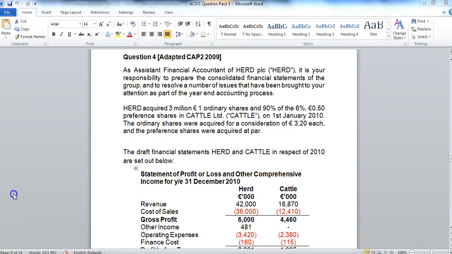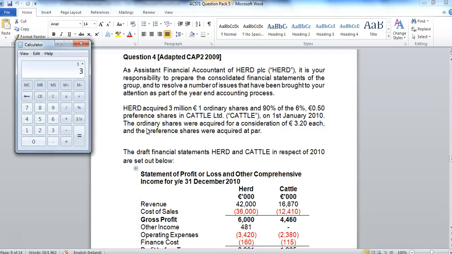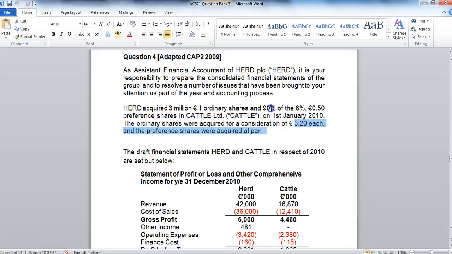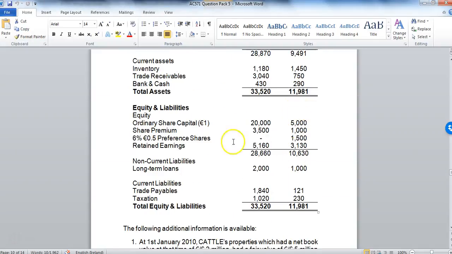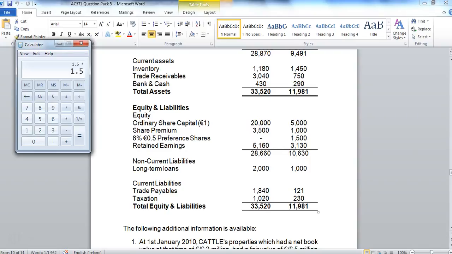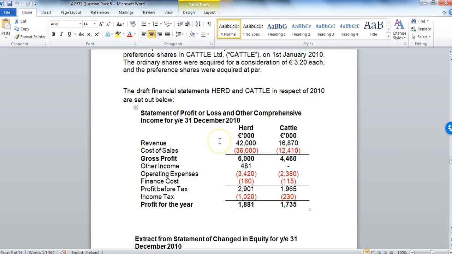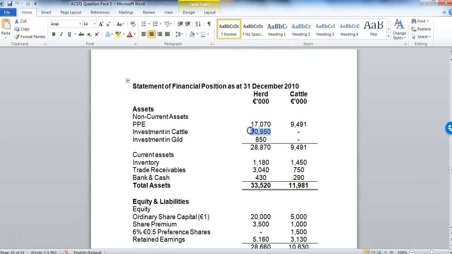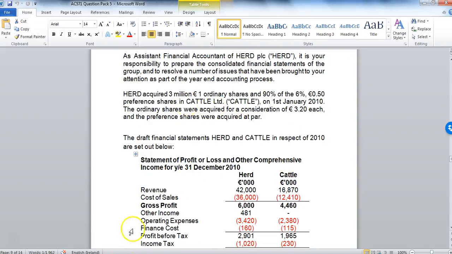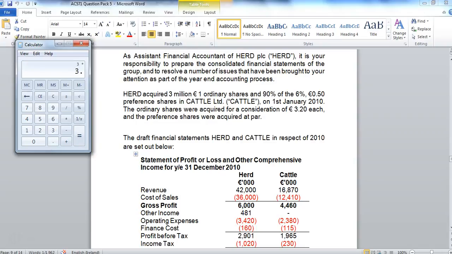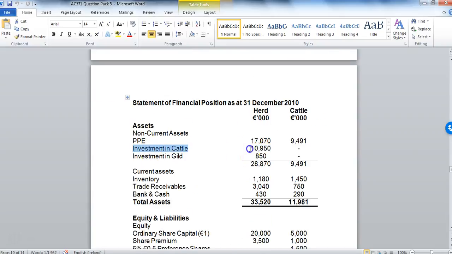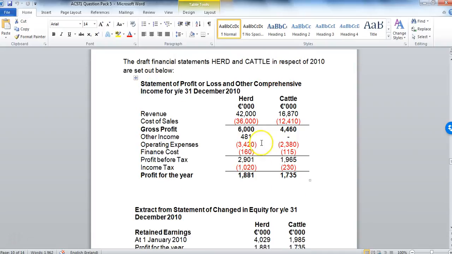The ordinary shares were acquired for consideration at 3.20 each, and preference shares were acquired at par. So if we look at the calculation, 3 times 3.20 is 9.6 million. So you paid 9.6 million for the ordinary shares, and you bought 90% of the preference shares. So 90% of 1.5 million preference shares, bought at par, is 1.35 million. So 1.35 million plus what you paid for the ordinary shares should give you your investment amount of 10,950. So 1,350 for your preference shares plus 3 million times 3.2 is 10,950. Sometimes you'll be given questions where you're just told the investment but it's not split out, but that's where the figure is coming from. You're told that in the background of the question.